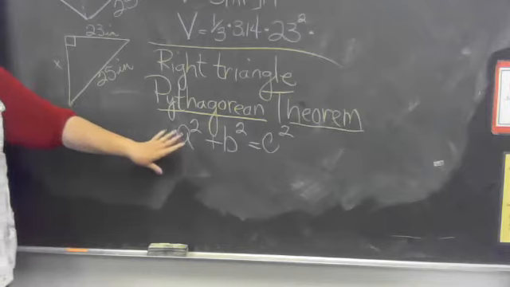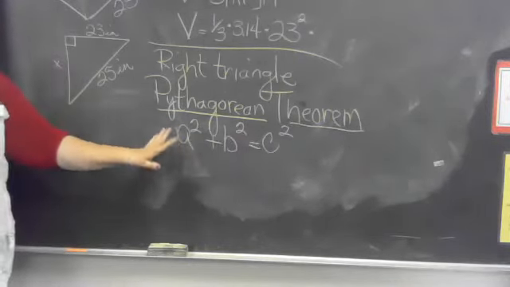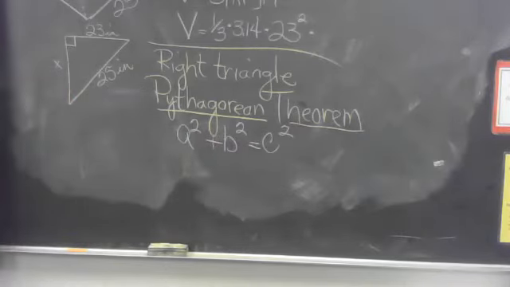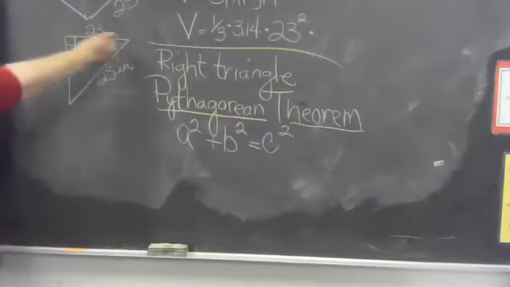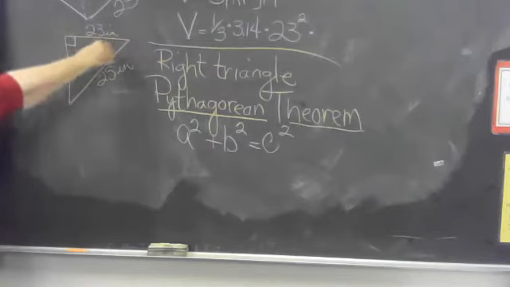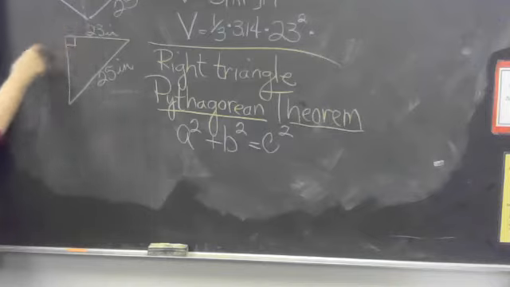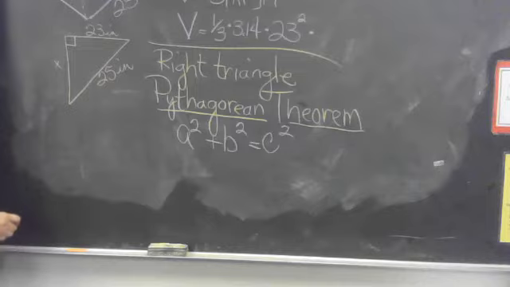Okay. These are the three sides of the triangle. The lengths of the three sides of the triangle, okay? But the one thing that you have to remember is that the C is always the longest side. This is called the hypotenuse. C is always the longest side. It doesn't matter which one of these is A and B, but C has to be the longest side.